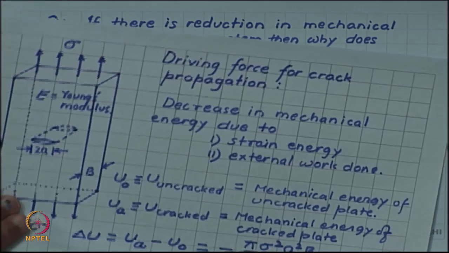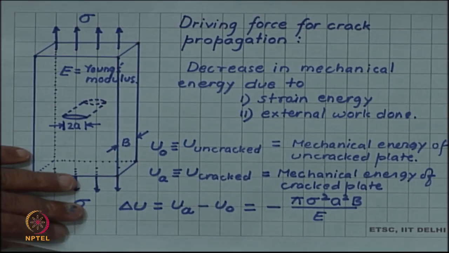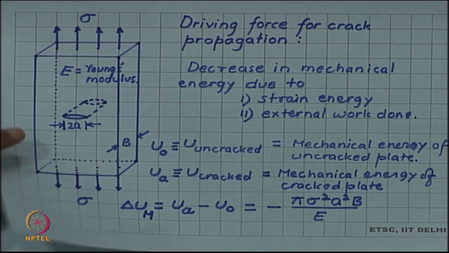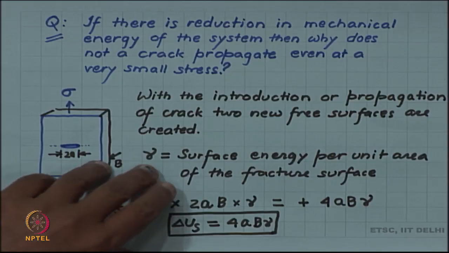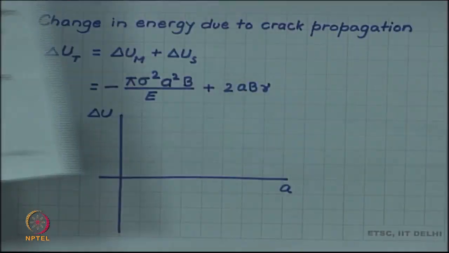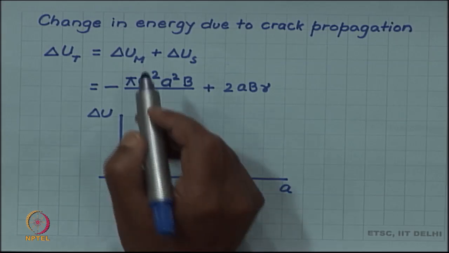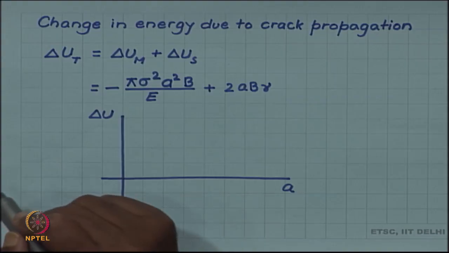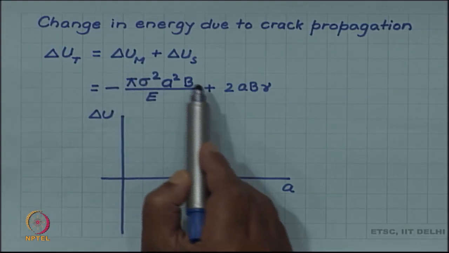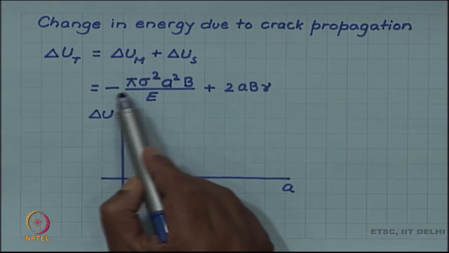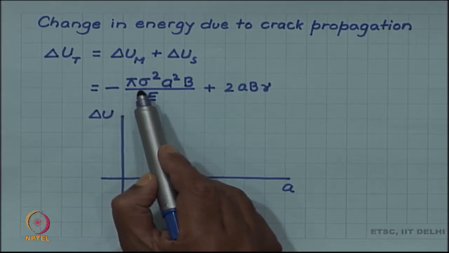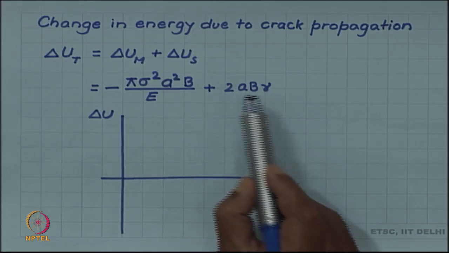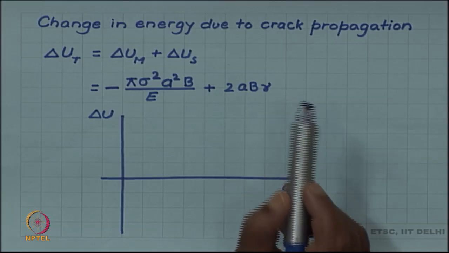Look at the previous equation, that was a reduction in energy due to the mechanical energy. So, let us call that delta U m. So, now I have two components of energy change in the system, the mechanical energy change delta U m and the surface energy change delta U s. We saw, though we did not derive it, that delta U m can be written as minus pi sigma square a square b by E, whereas the surface energy can be written as 2abγ.